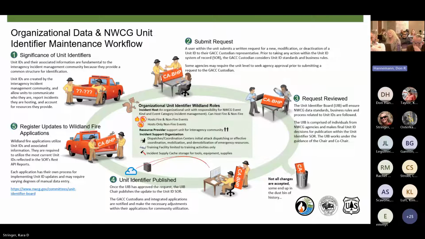So we have processes in place, like the unit ID system has a process in place where you can see, number 2, where an agency, and each agency might have their own process. For example, the BLM has a unit ID board, and they have to okay the request before it goes to the GAP custodian. There are other systems that go right to the GAP custodian. The GAP custodian then is supposed to do some research and make sure that it's a legitimate organization, et cetera, and then they enter it into the system.